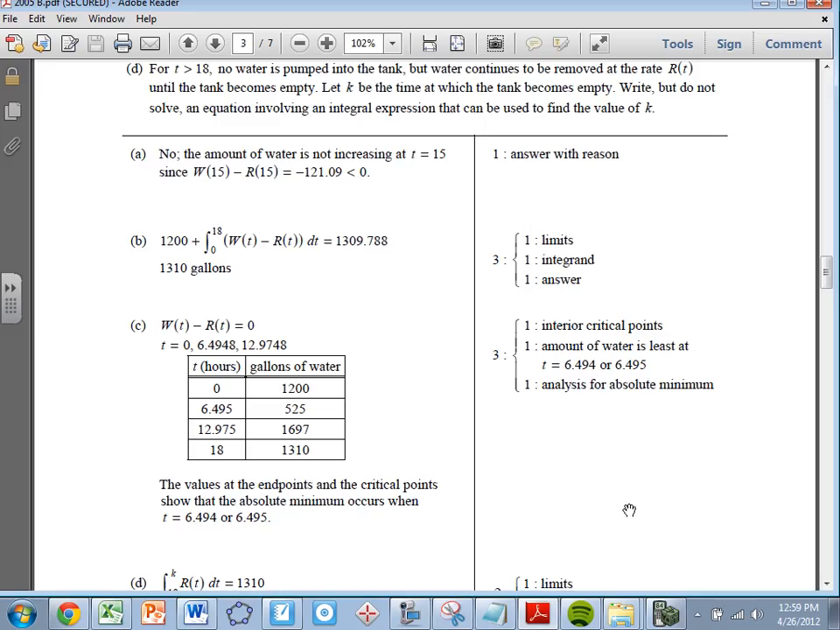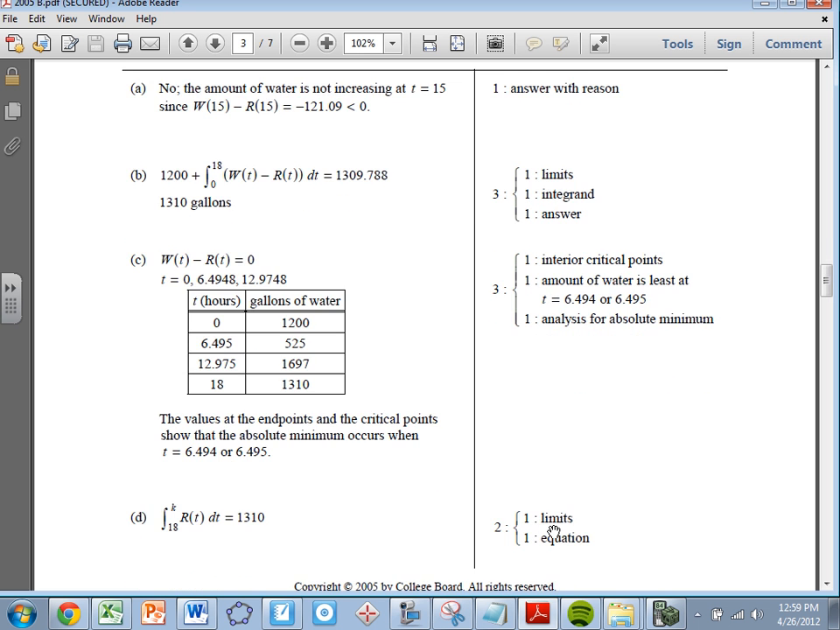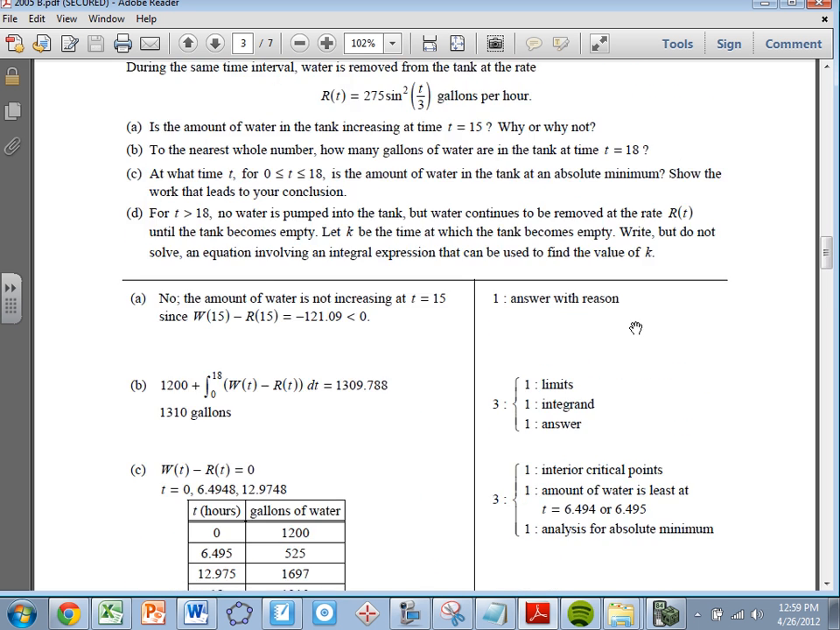Another way to do this before we go, let me do part D real quick before I get to that, because part D is the fundamental theorem. For t greater than 18, no water is pumped into the tank, but water continues to be removed at the rate R(t). So after 18 hours, we're going to just be removing water. Give me another minute, please. We're only going to be removing at R(t) until the tank becomes empty. Let K be the time which it is empty. Write, but do not solve, the equation to find K.